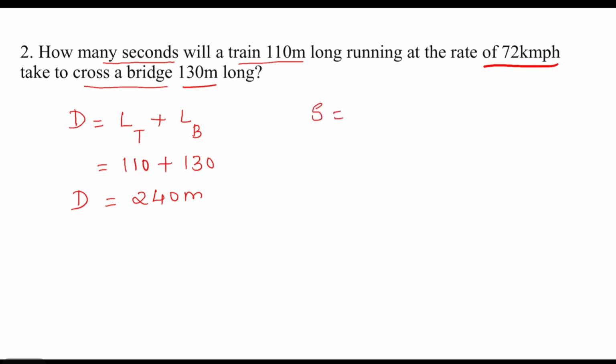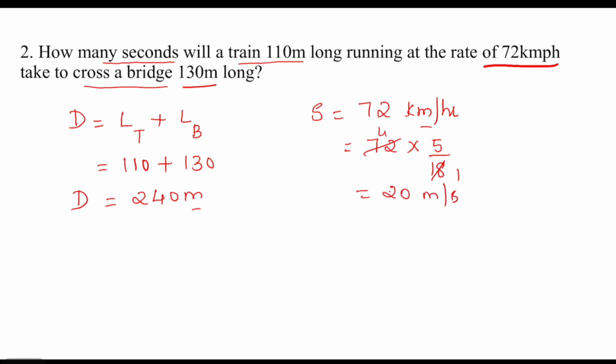Now the speed is how much? It is 72 kilometer per hour. Now the speed is in kilometer per hour and the distance is in meter. So we cannot take it directly. So first we have to convert this kilometer per hour into meter per second. So how to convert? Just multiply the given number by 5 by 18, then the value we get is converted into meter per second. So 72 into 5 by 18: 18 ones are 18, 18 fours are 72, so 4 fives are 20 meter per second.